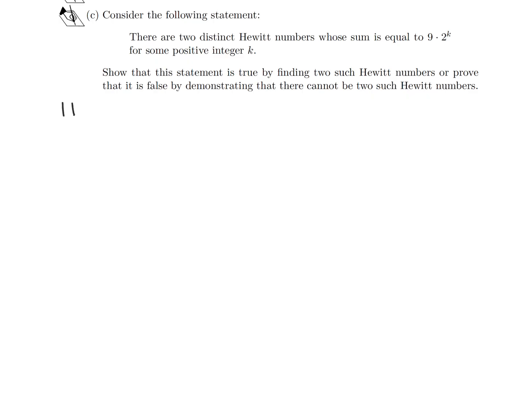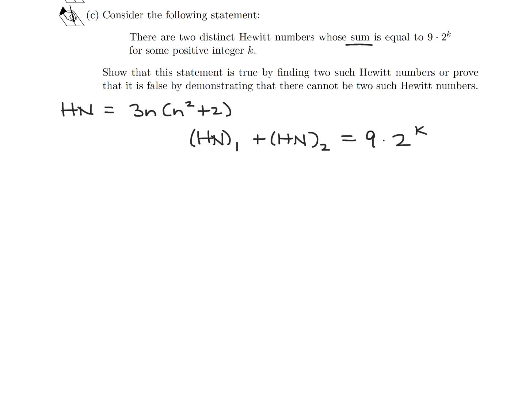Well, we go right back to our original formula that we had figured out earlier on, that the Hewitt number would be of the form 3n times n squared plus 2. Correct? And we have this time Hewitt number 1 and Hewitt number 2, and they're saying its sum is equal to 9 times 2 to the power of k. Okay? Well, we'll use n for one and m, the letter m, for the other. And then since we had previously figured out that 2 has got to be the smallest, we'll just make n greater than m, and then we'll put that in.